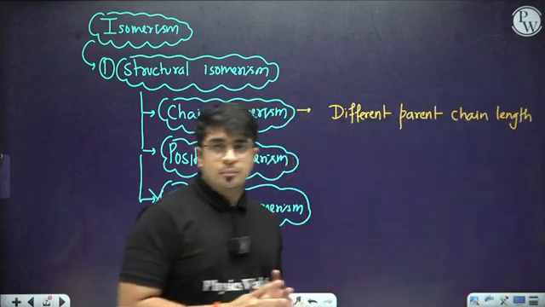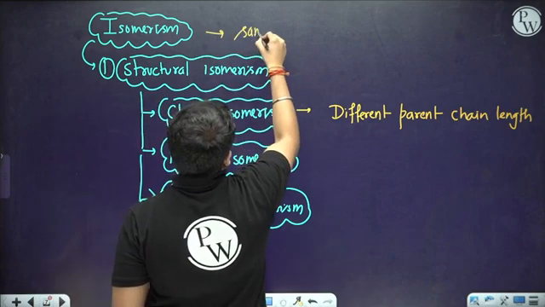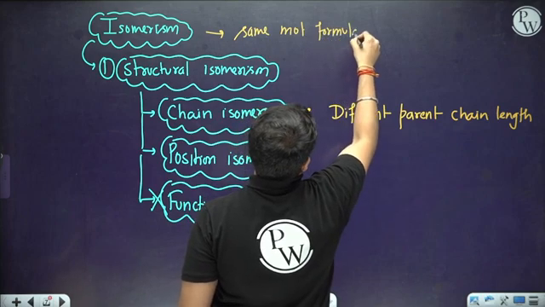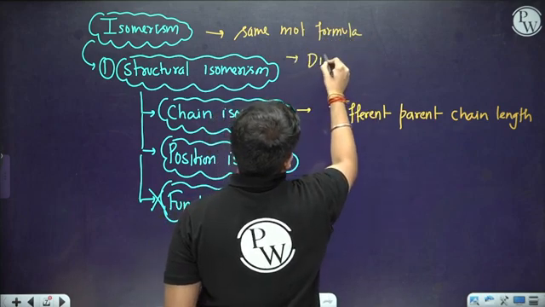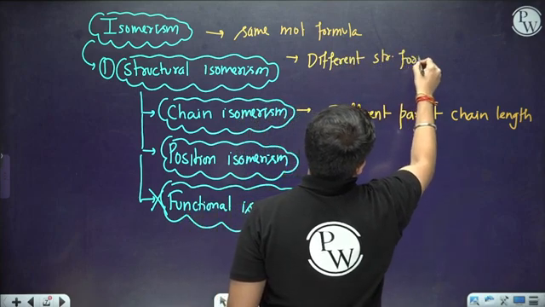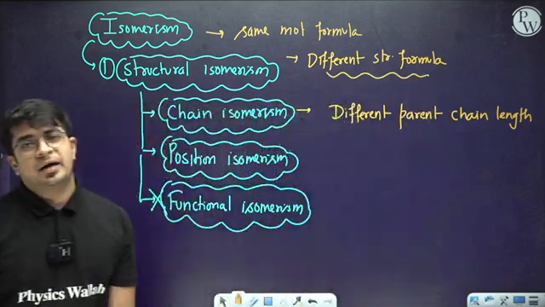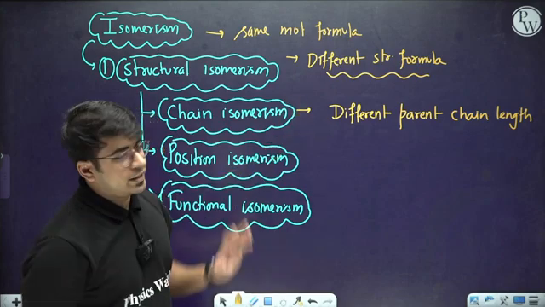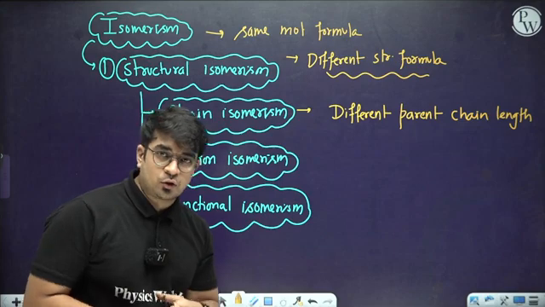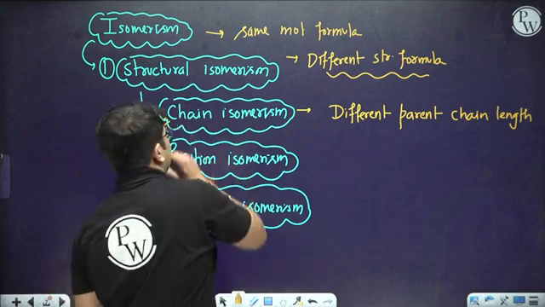Isomerism is basically when we have the same molecular formula but different structural formulas. So in this particular case, we have the same molecular formula, but if we look at the structures, both are going to have different chain lengths in the carbon atoms. That corresponds to chain isomerism.